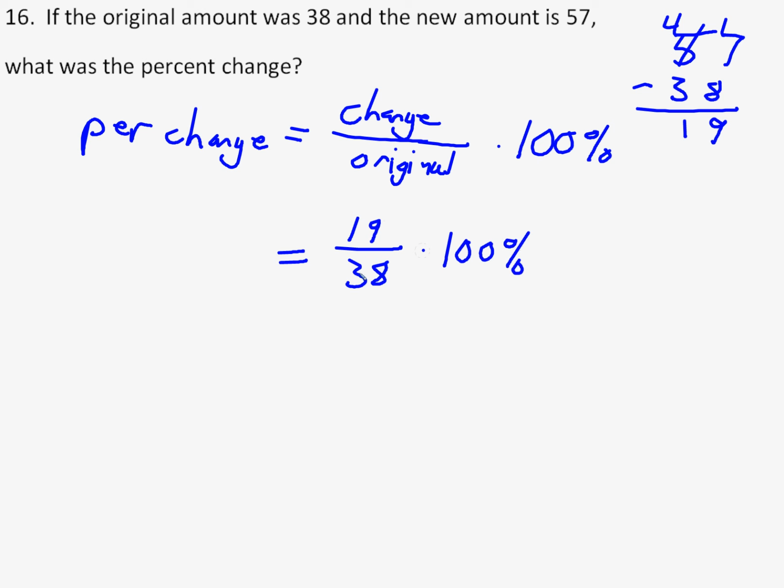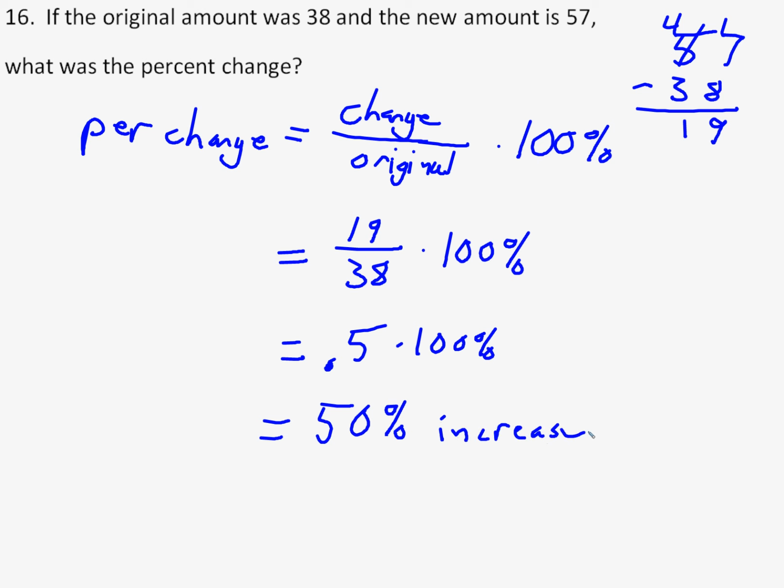Well, 19 divided by 38, if you figure that out, you get half, or 0.5. And this times 100% again means you're changing it to a percentage, so we'll move the decimal over twice. And so it was actually a 50% change, and even more specifically, it was a 50% increase, because it went up from 38 all the way up to 57. So a 50% increase.